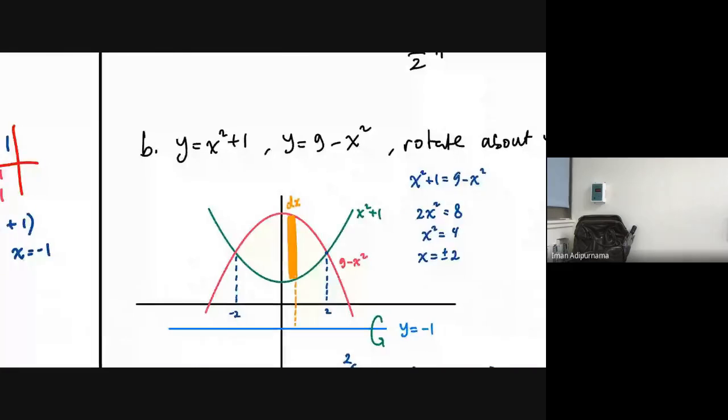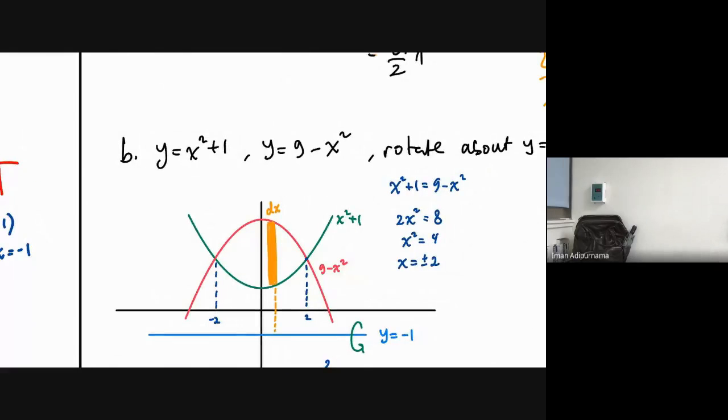And then the B question. So this is x squared plus 1, and this is 9 minus x squared. What you need to do is rotate this about the line y equal -1. You can look for the intersections. They are 2 and -2.